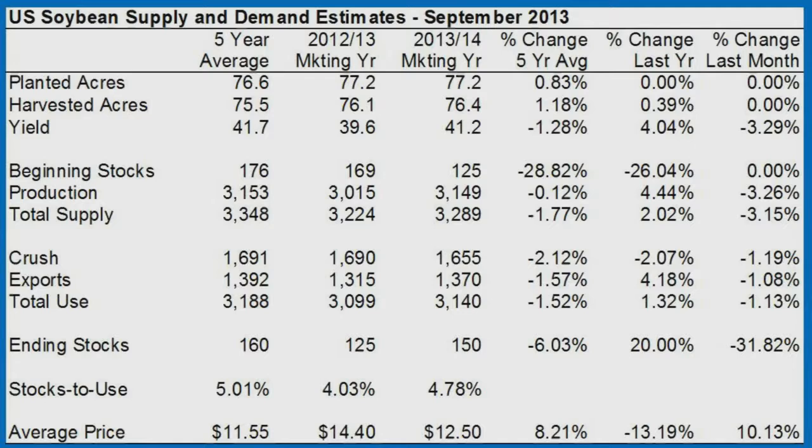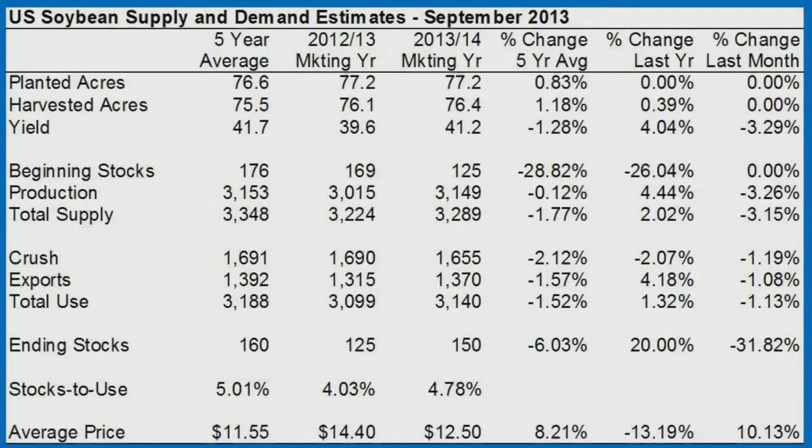And you can see here, just looking at those ending stock numbers from the 5-year average versus last year versus our current marketing year, you can see as that ending stock number has gotten a little bit bigger, when you look at those three columns, we see the average price received also changes. So at 160 million bushel ending stock level for our 5-year average, we have a 5-year average market price, or price to the producer, of about $11.55.